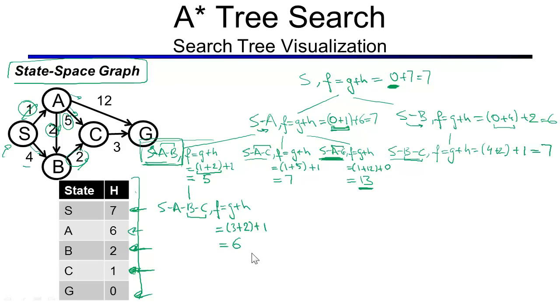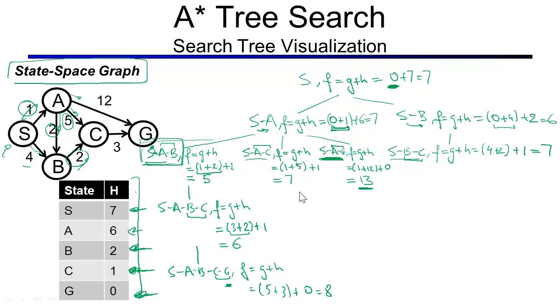6 is the lowest F cost of all nodes that have not been expanded yet. So we're expanding SABC next. C has just one successor, G. So we end up with SABCG. And the F cost, which consists of G and H, where for G we have to look up the parent's G cost, which is 5. Add the cost of the last transition C to G, which is 3. Then add the heuristic value of the last node G, which has a heuristic value of 0. We end up with 8.